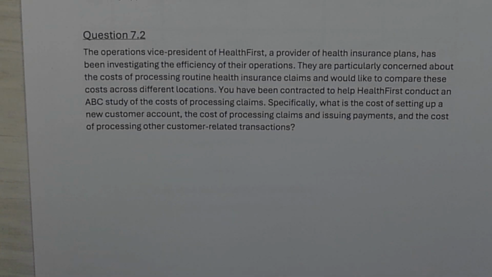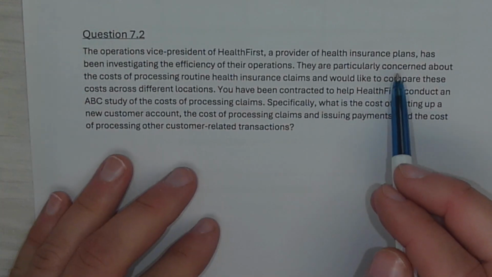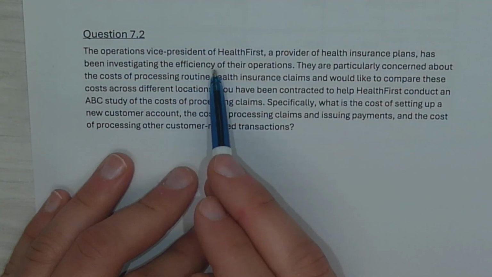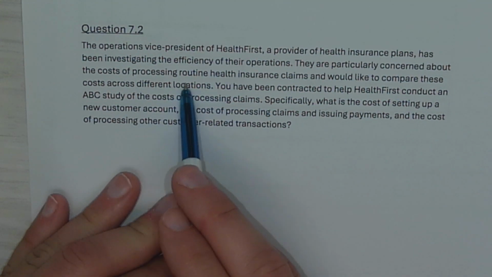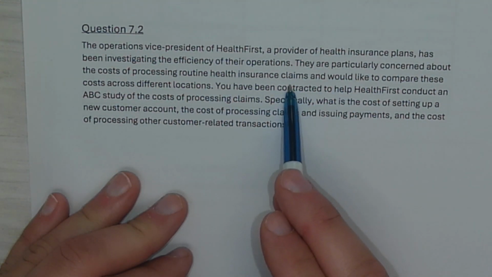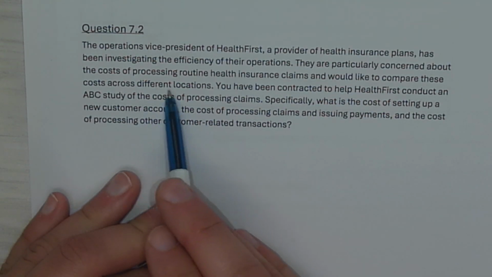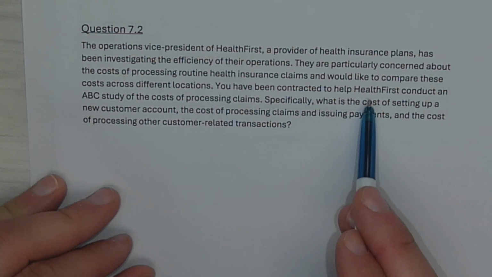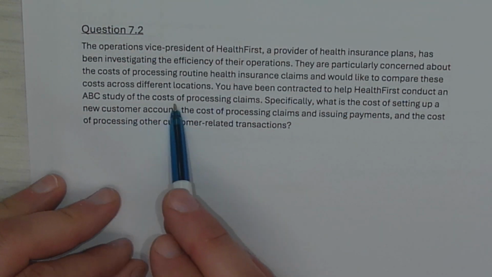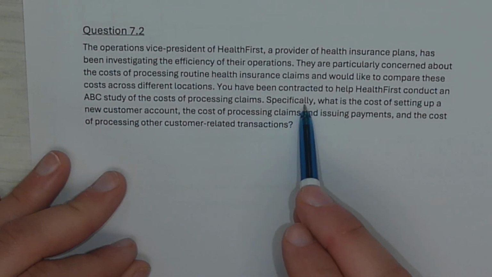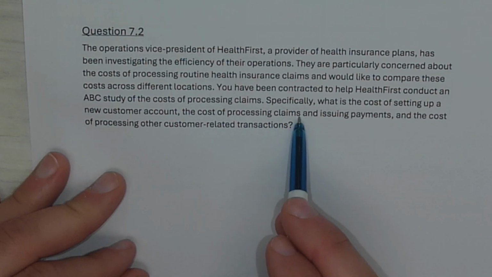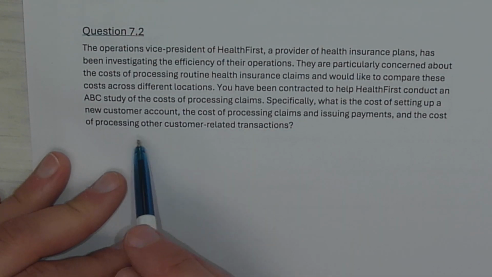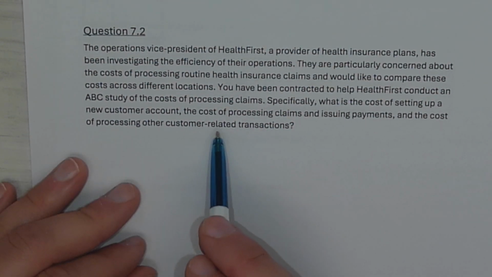Question 7.2. The operations vice president of Health First, a provider of health insurance plans, has been investigating the efficiency of their operations. They are particularly concerned about the cost of processing routine health insurance claims and would like to compare these costs across different locations. You've been contracted to help Health First conduct an ABC study of the cost of processing claims. Specifically, what is the cost of setting up a new customer account, the cost of processing claims, issuing payments, and the cost of processing other customer-related transactions?